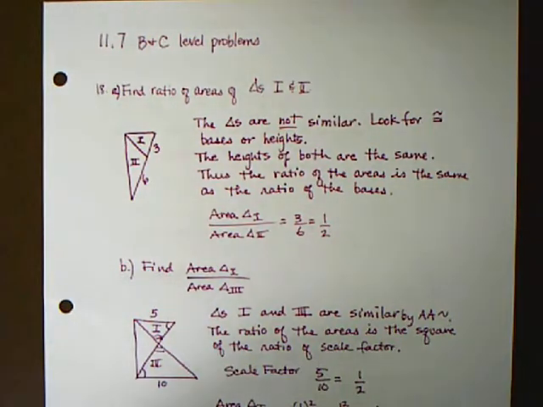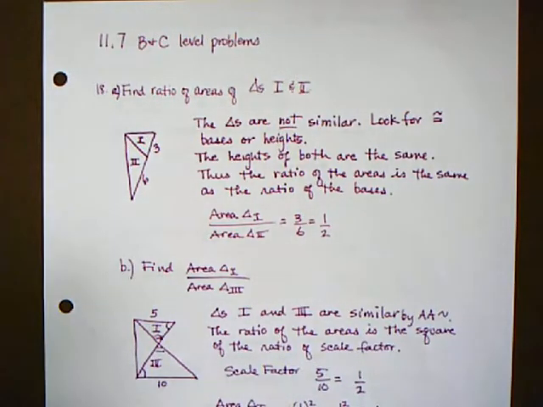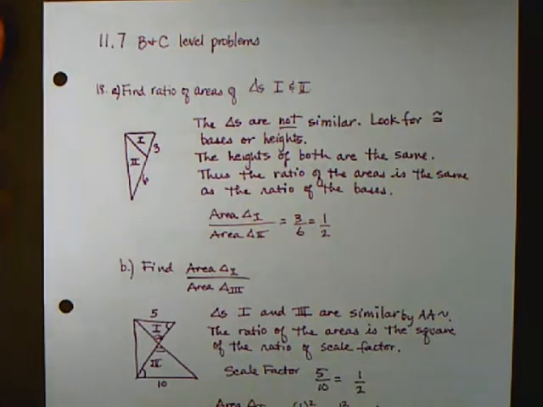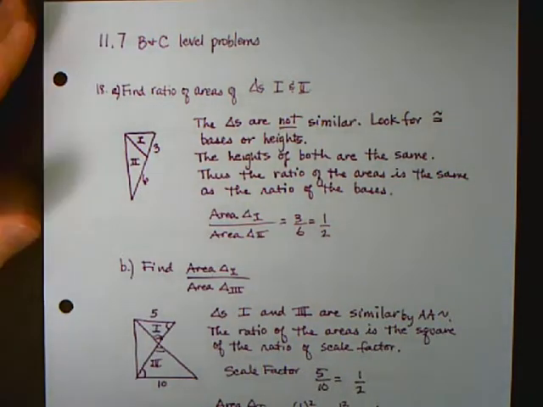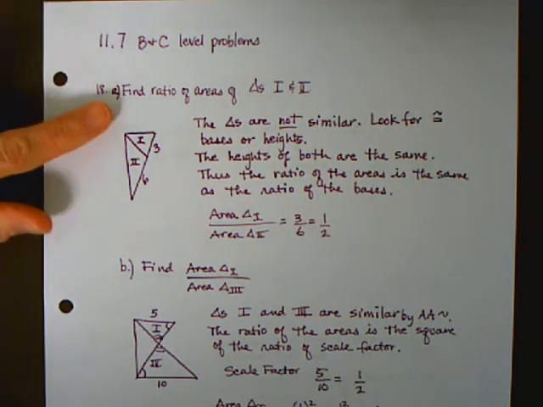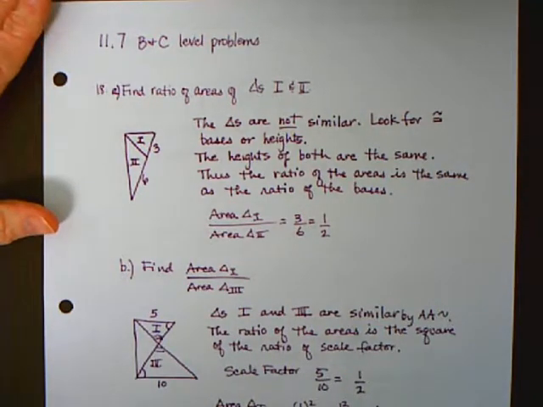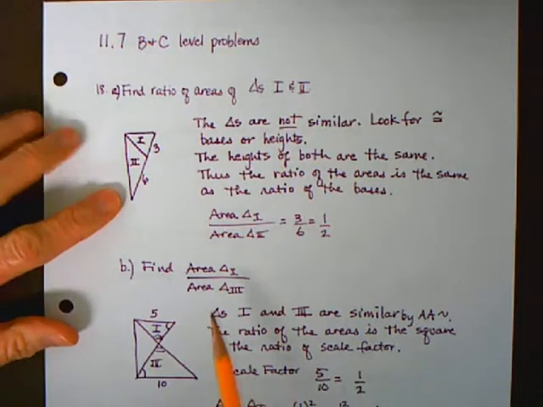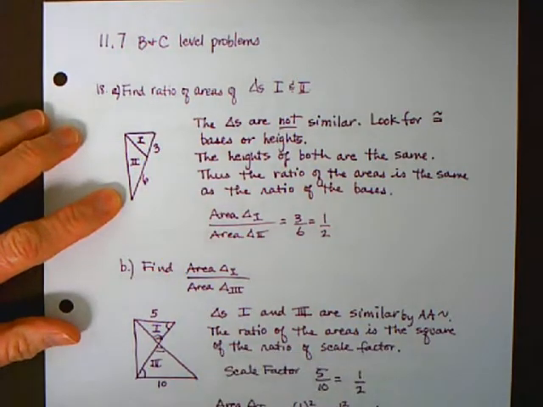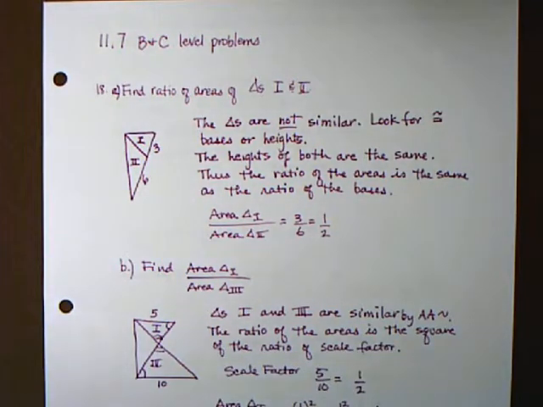There's only one B-level problem on 11.7, and that's number 18. So what I did was I drew parts of the picture that we need for each of the parts of the problem. So for 18A, you had to find the ratio of the area of the triangles 1 and 2. So what I'm looking at here are these two triangles, 1 and 2. And the big question is, are they similar?